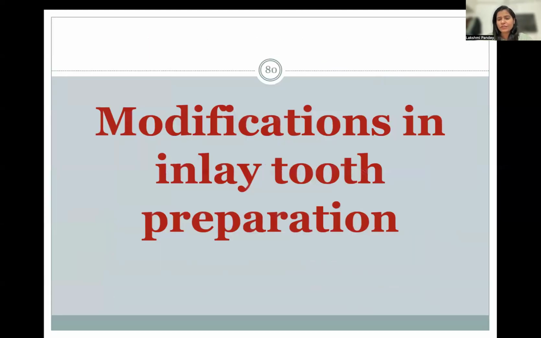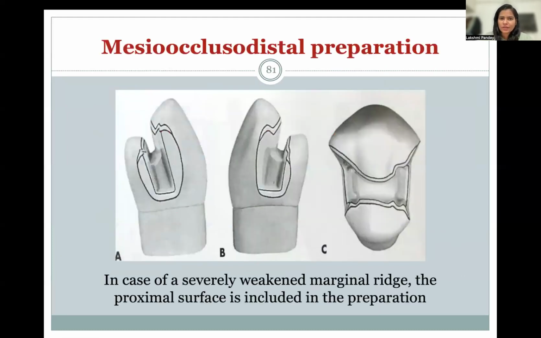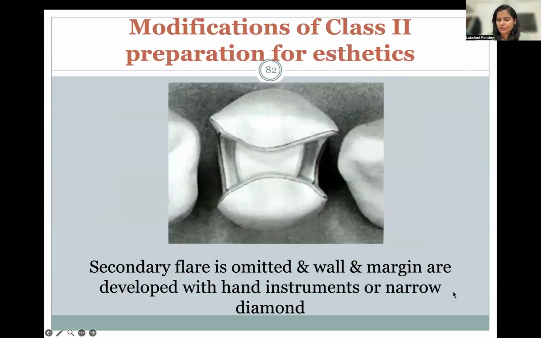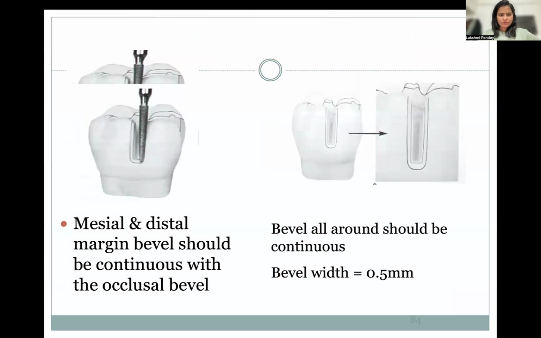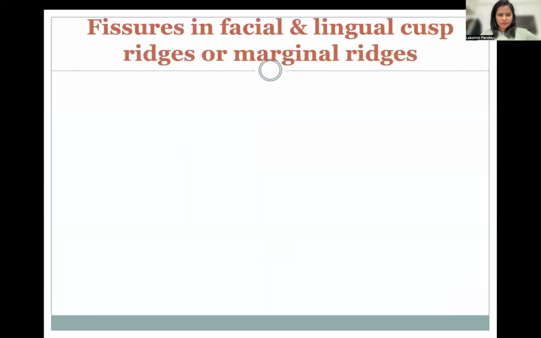Modifications in inlay tooth preparations you can read about here. Mesio-occlusal distal preparation taper, see here. In case of a severely weakened marginal ridge, the proximal surface is included in the preparation. Modification: secondary flare is omitted, because if you give more secondary flare, there are chances that it is seen on the buccal surface, so it's avoided. Then it's not that important.